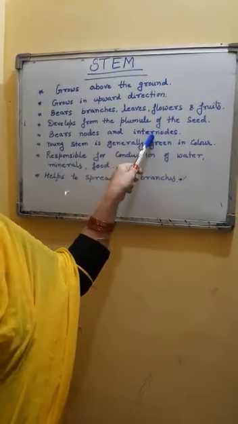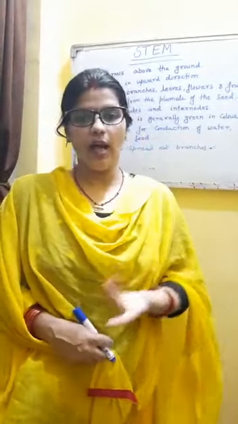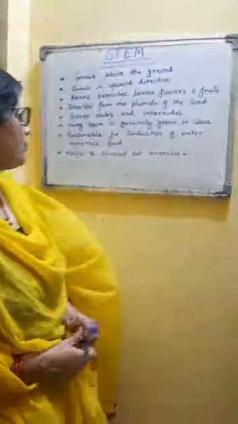It bears nodes and internodes. Stem bears nodes and internodes. It is a special characteristic of stem. Nodes are the places from where new branches and leaves arise. The place between two nodes is called internode. So, stem is the part of plant which bears nodes and internodes.